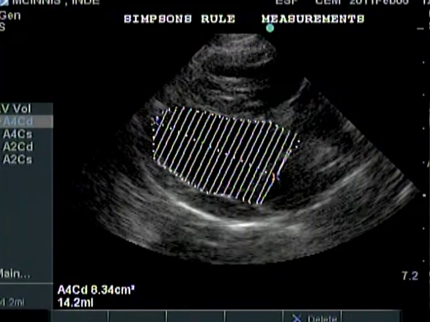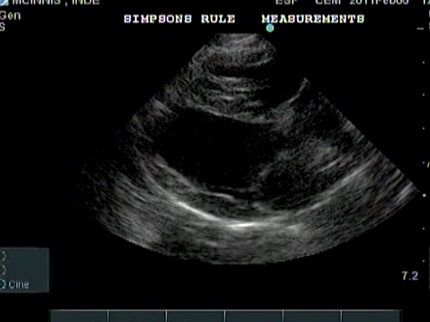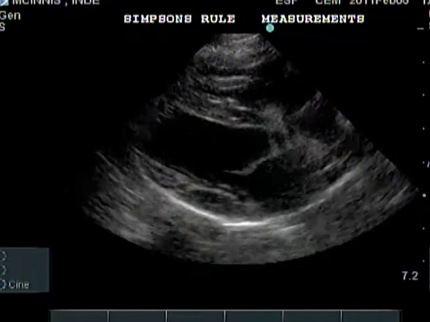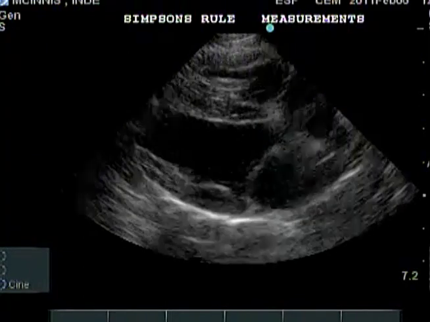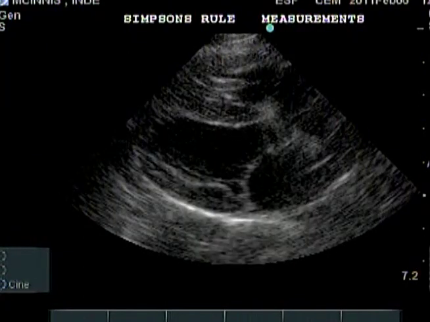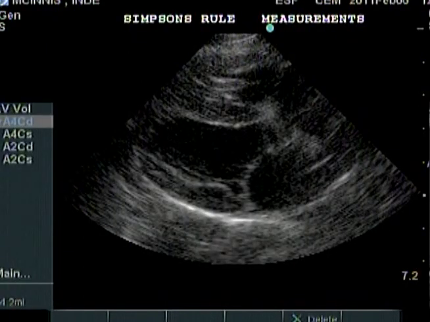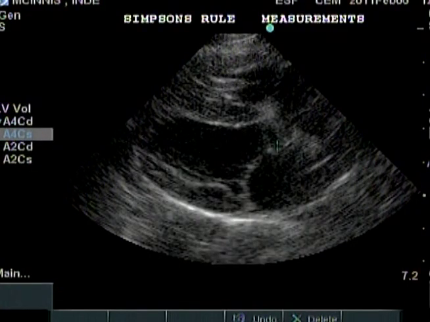The normal ejection fraction for dogs is 60 to 80%. For cats, it is 70 to 90%. The Teichholz calculation for ejection fraction is valid only at the M-mode cursor line. In normal patients, ejection fraction calculated by the Teichholz method and Simpson's rule agree closely.